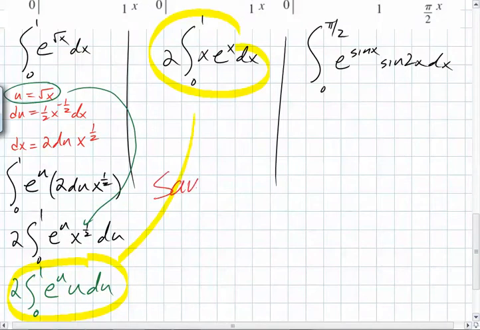Remember what I said about labels? It doesn't matter what you call them. Are these exactly the same? They are exactly the same. They're the exact same thing. All that matters is that it's the same within.